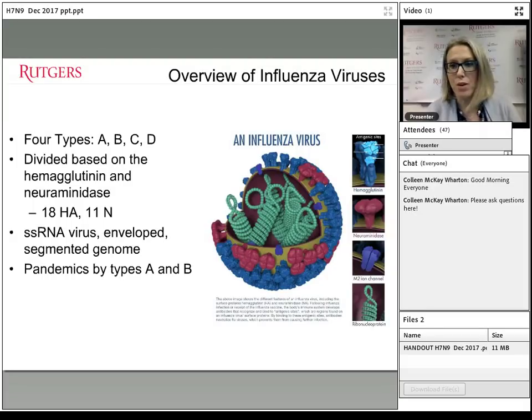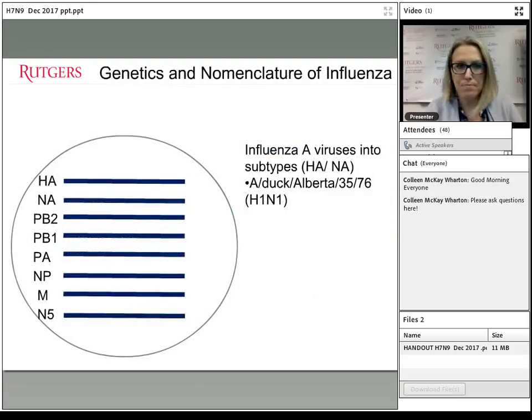This has resulted in previous pandemics such as the H1N1 pandemic in 2009, where 4 different flu viruses were able to combine their genetic material and create a new version. So we'll talk about that more later. And like I mentioned, pandemics, mainly type A and B.